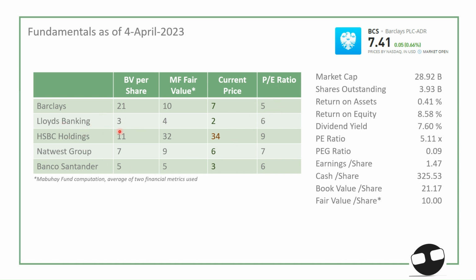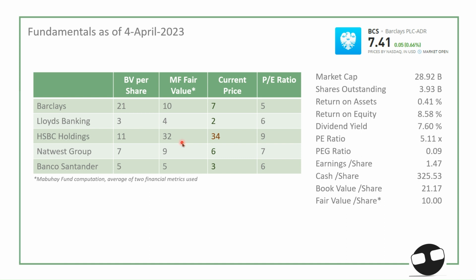Now for Lloyd's Banking, book value per share is around 3, and then fair value is 4. Current price is actually 2. So it's still pretty much low. Actually, it has a potential of around at least 40-50% aside from the current level, and the P/E ratio is 6. So for HSBC, book value per share is 11.